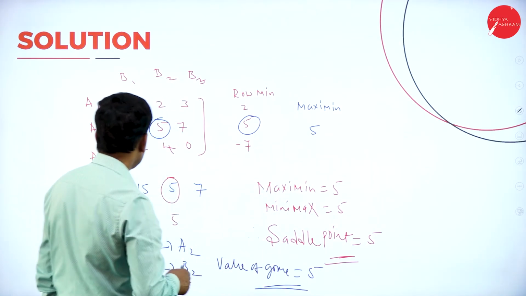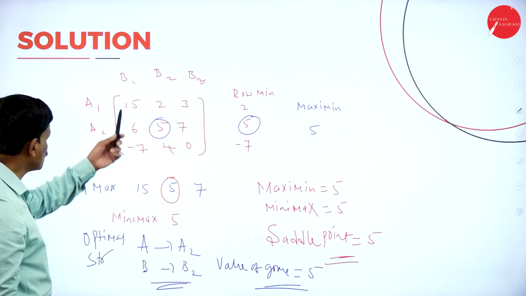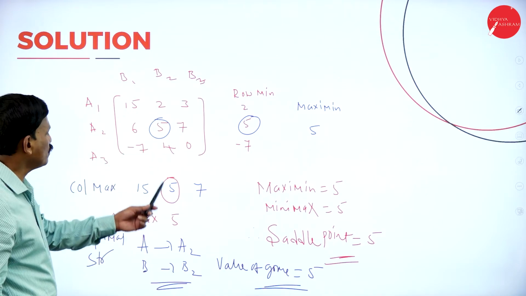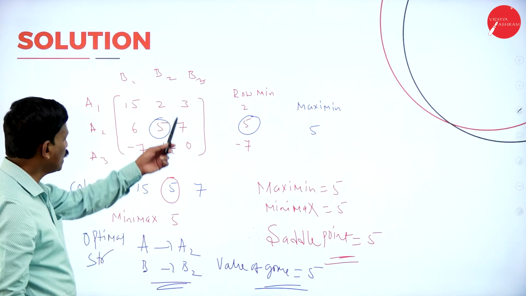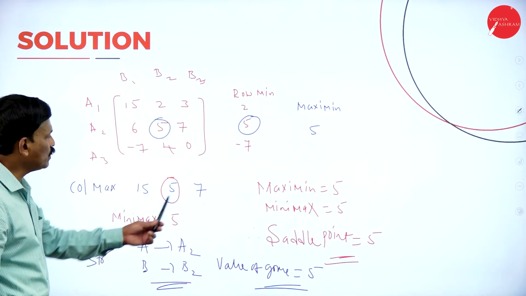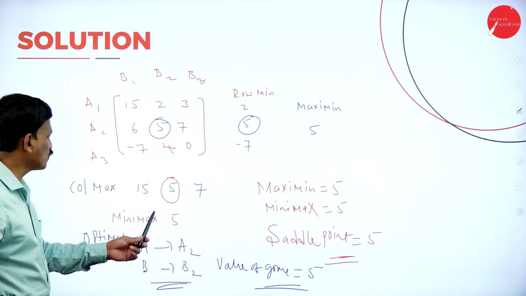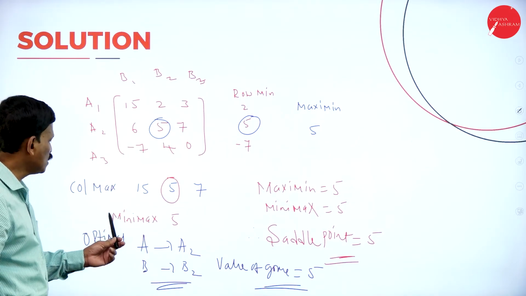Maximin is 5. And similarly find out the column maximum. The maximum in the first column is 15. The maximum in the second column is 5. And the maximum in the third column is 7. And find out the minimum among these maximum values. The minimum value among these maximums is 5. That is called minimax.